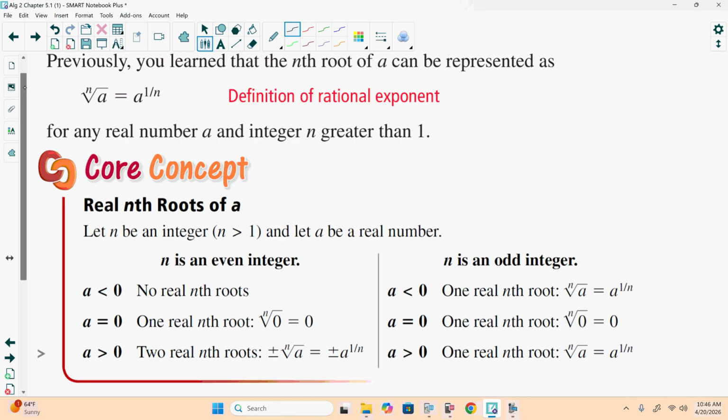Now, previously you learned that the nth root of a is equal to a to the 1 over n. Now, it can also be said that the nth root of a to the x is equal to a to the x over n. We can rewrite radicals as these rational exponents. So these are the same thing. Also, we have this here, the real nth root. When we apply a root to an expression, to a number, we have these different properties.